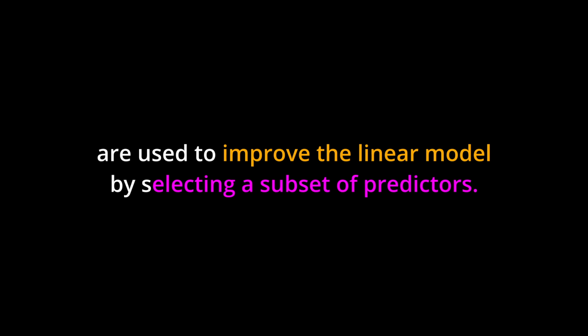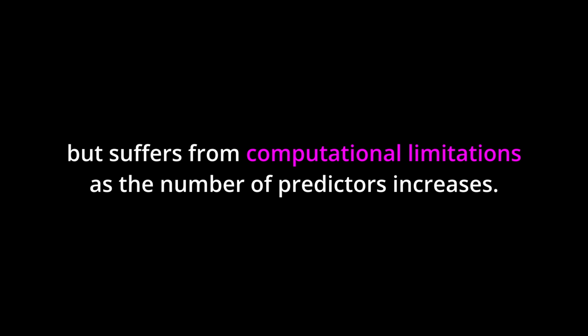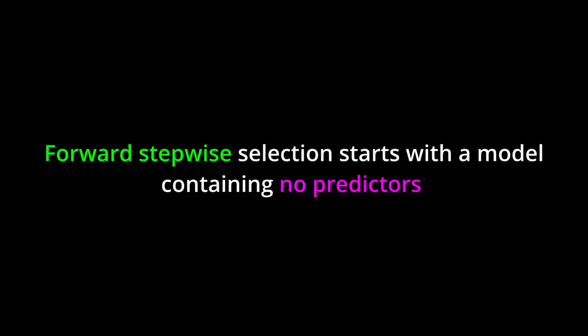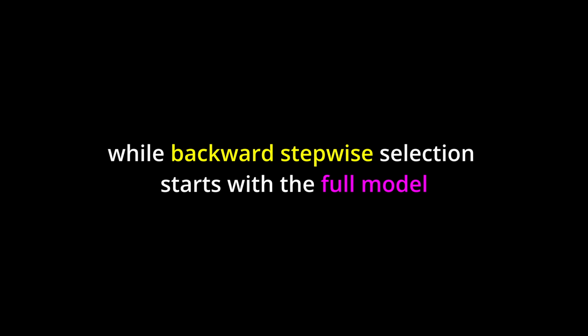Key points: subset selection methods, such as best subset selection, forward stepwise selection, and backward stepwise selection, are used to improve the linear model by selecting a subset of predictors. Best subset selection considers all possible models containing subsets of predictors, but suffers from computational limitations as the number of predictors increases. Forward stepwise selection starts with a model containing no predictors and adds predictors one at a time, while backward stepwise selection starts with the full model and removes predictors iteratively.